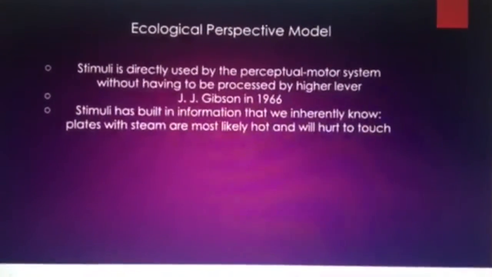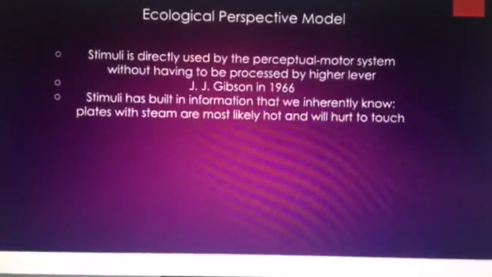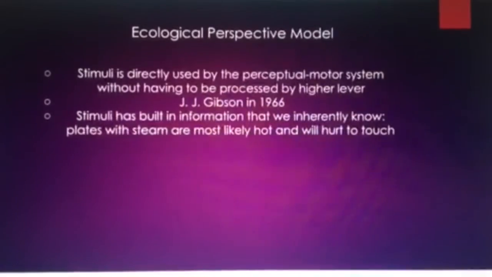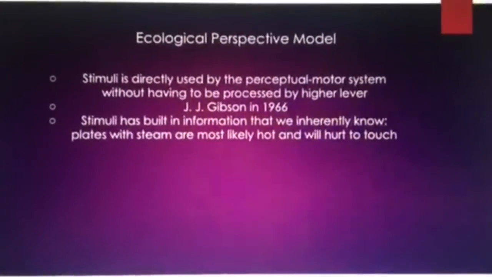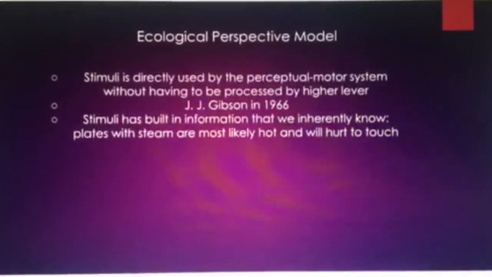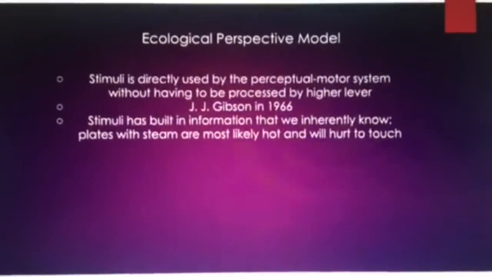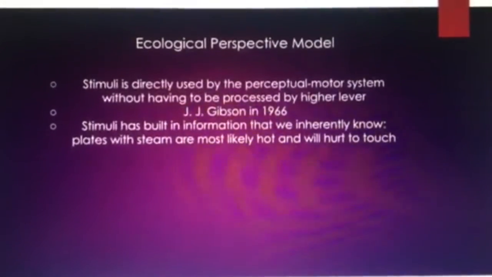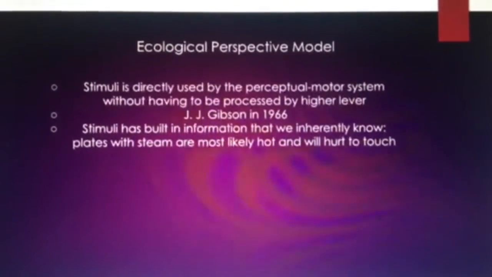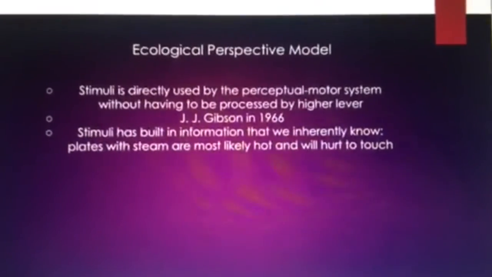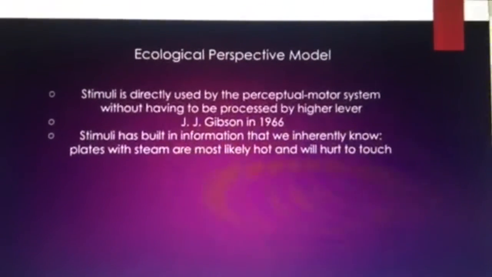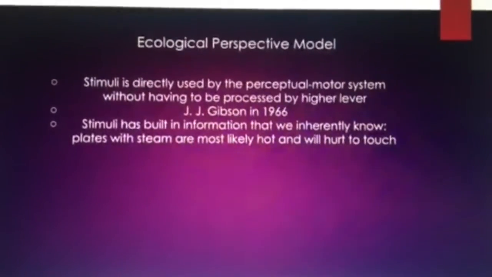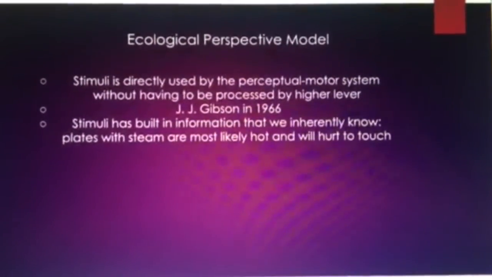Ecological perspective model or perspective approach. This is another model that attempts to provide an explanation of how the brain processes stimuli. It was advanced back in 1966 by J.J. Gibson. Some people also call this approach a direct perception model due to the fact that it proposes that stimuli is directly used by the perceptual motor system, without having to go through any extensive processing through different and separate stages in the central nervous system, such as in the information processing model.